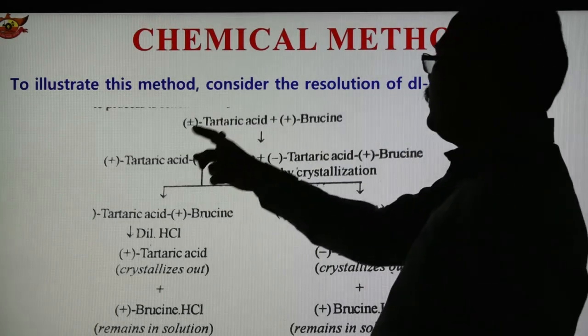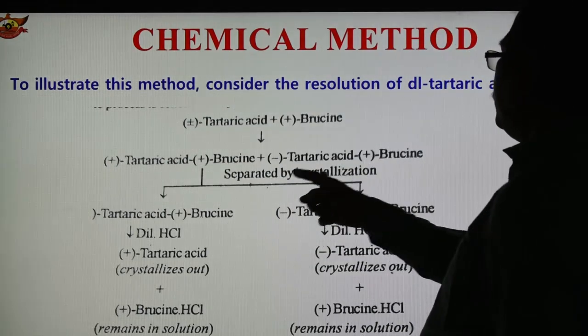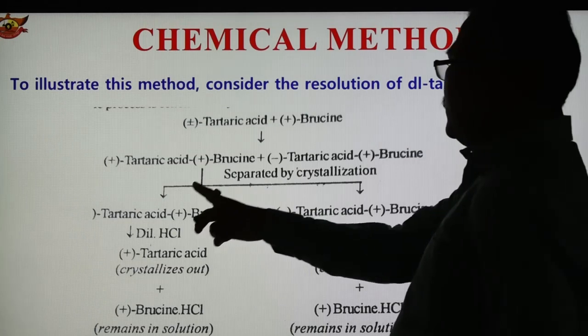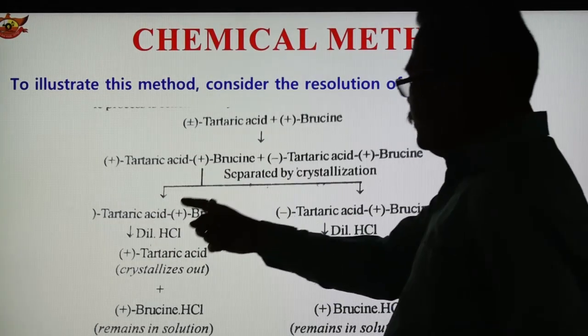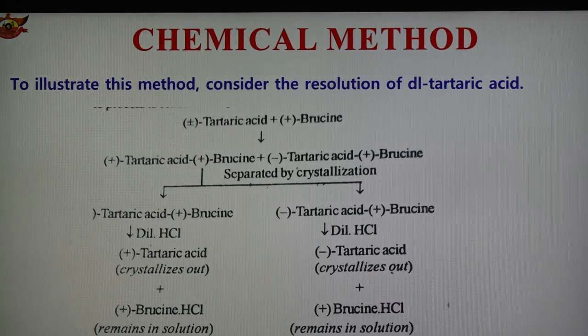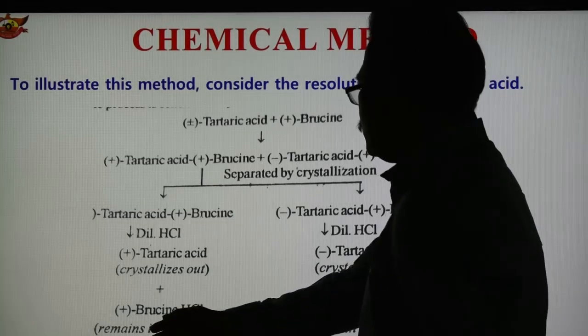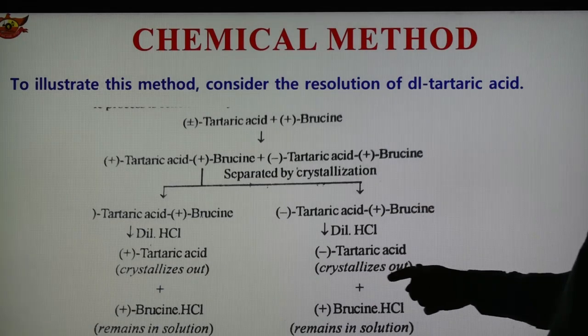These two, positive tartaric acid brucine and negative tartaric acid brucine, can be separated by crystallization. After separation, when we add dilute HCl to the positive one, the positive tartaric acid crystallizes out, and the brucine gets separated and remains in the solution. So this is separated and this remains in the solution, and the negative one is treated in a similar way.